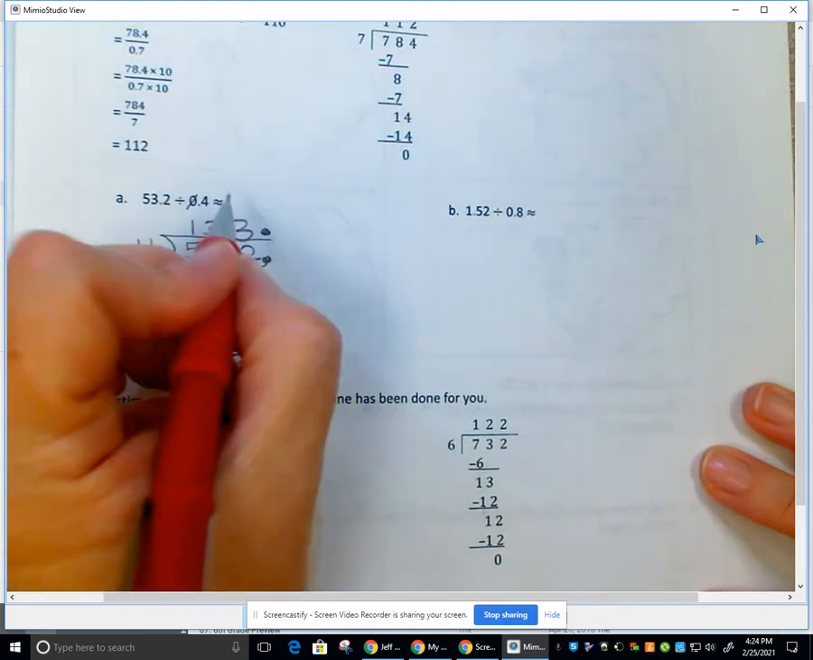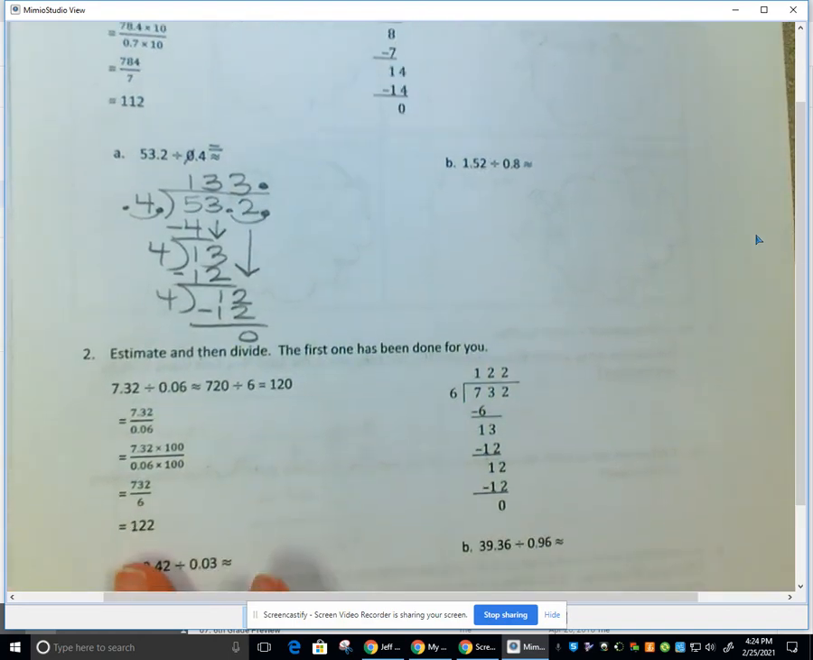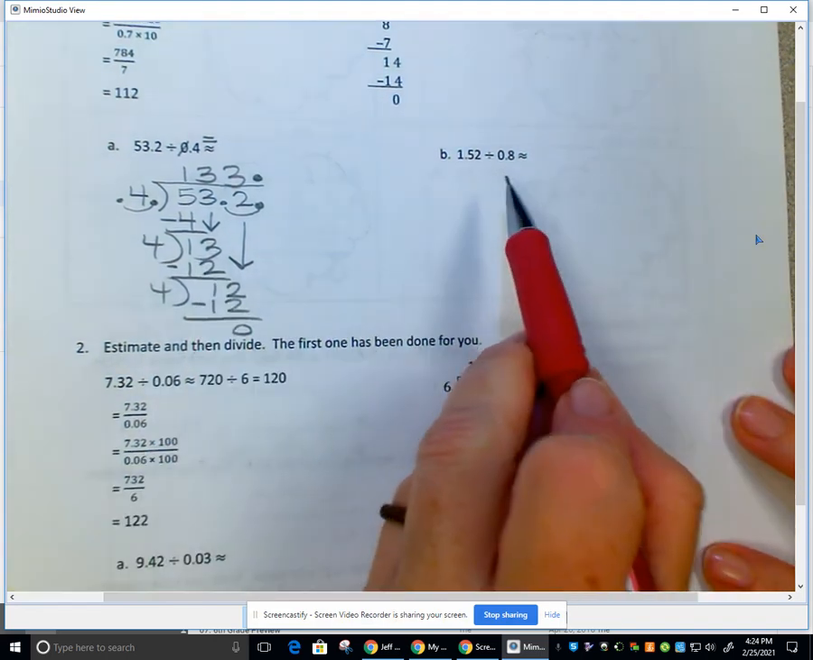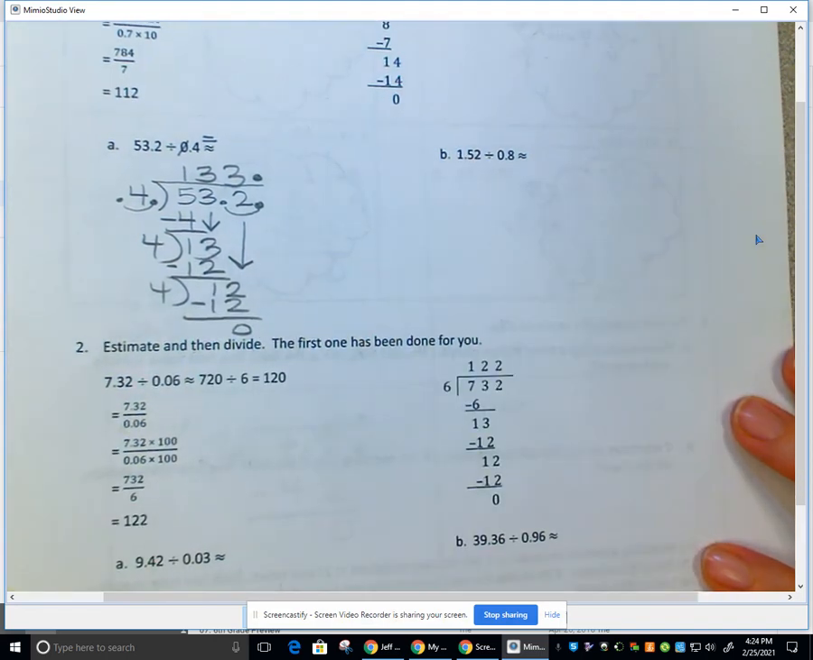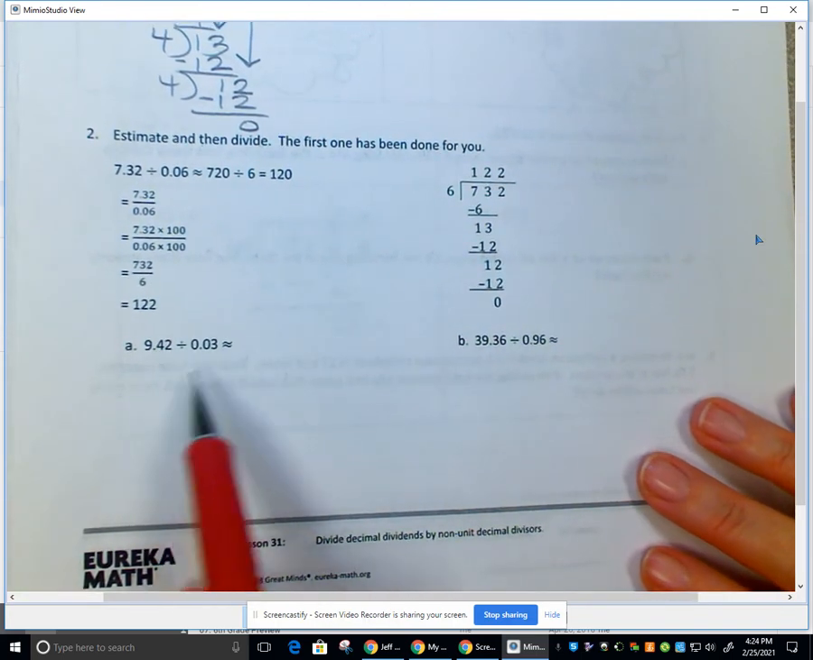133. And they had a squiggly equals because it's estimating, but we're not estimating today. We're just dividing it. This one you do the same way. All right, let's come down. Same things happening here. We're just dividing.